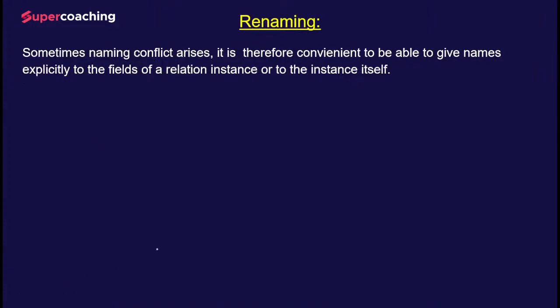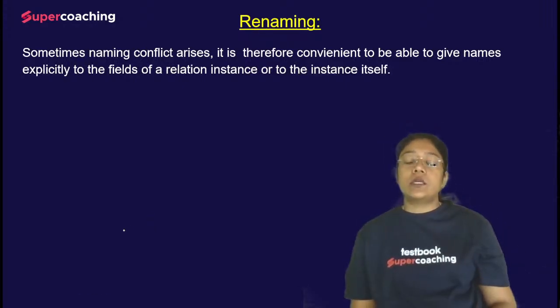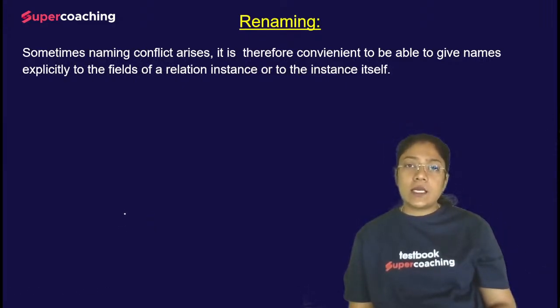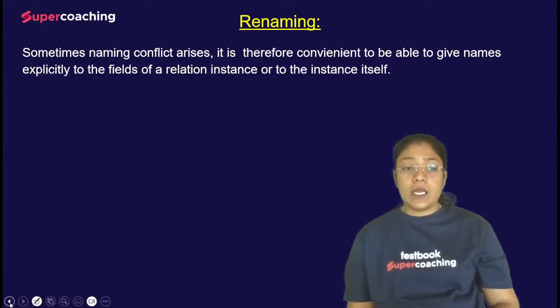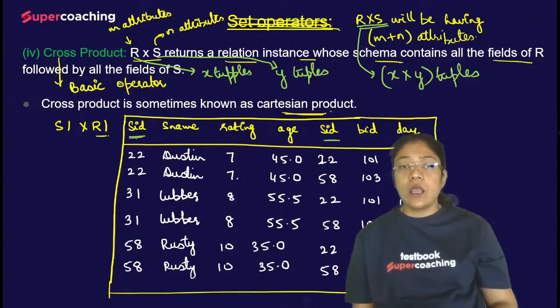Next one is the rename operator. Rename means we need to provide a different name for the existing attribute or the relation. तो ये कब जरूरत पड़ती है, when a naming conflict comes up. For example, in the previous relation, here 2 SIDs are coming up. One is coming from the reserves table and the other one is coming from the sailors table. तो यहाँ पे naming conflict आ रहा है. So these are the kind of instances where we are interested in renaming the attributes.